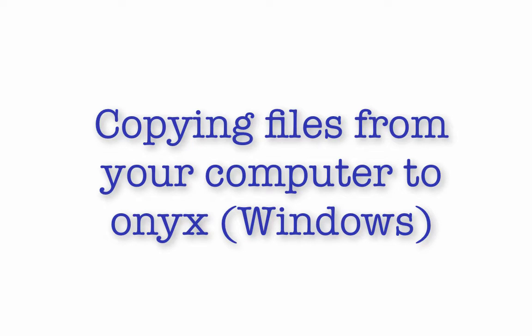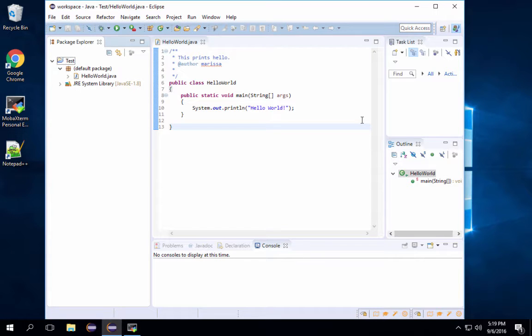For this video, I'm assuming that you have your development environment set up on Windows and that you've been developing on your own system. You kind of have most of that figured out, but at this point you just want to be able to copy all your files to Onyx so that you can submit your project. So what I'm going to start with here, I have my Eclipse project open.